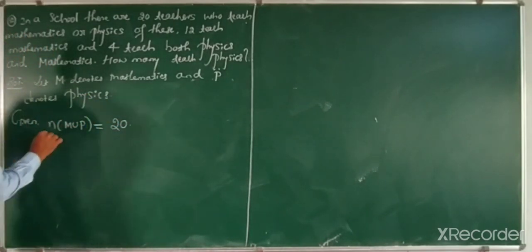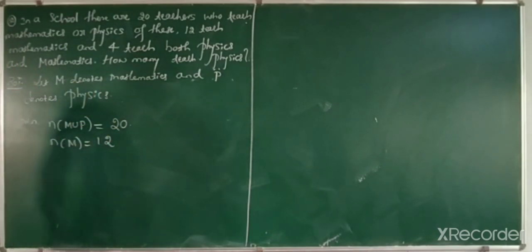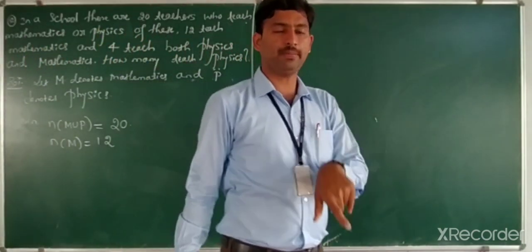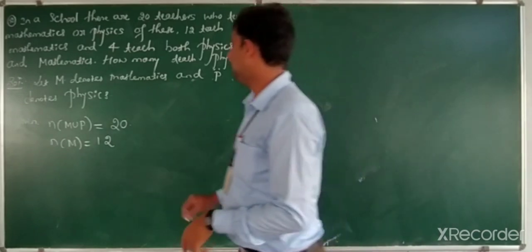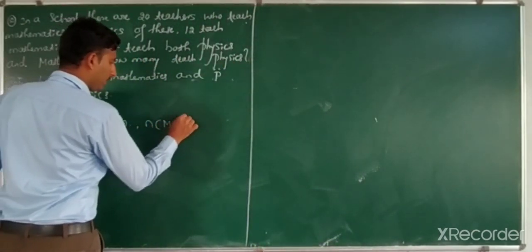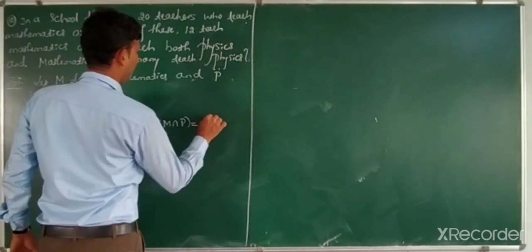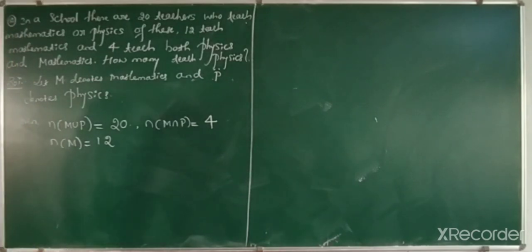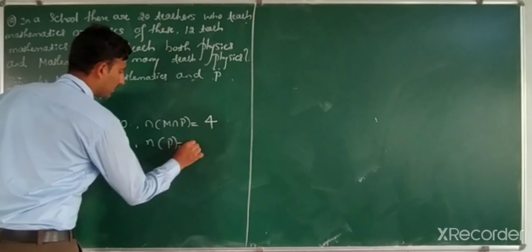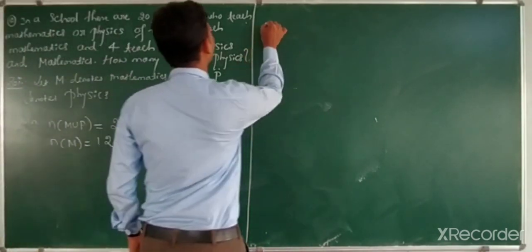12 teach mathematics. N of M is 12. 4 teach both physics and mathematics. And means intersection. Correct? N of M intersection P is equal to 4. How many teach physics? N of P is a question mark.